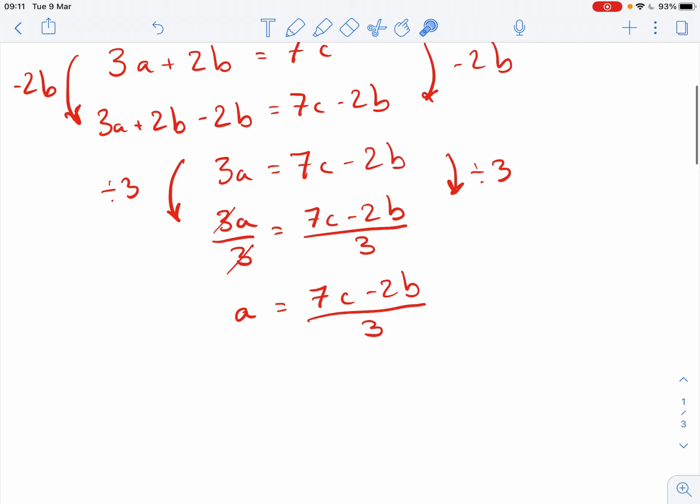What happens if I want to make B the subject? So let's just draw a line under this. Okay, and we'll start off with the same expression.